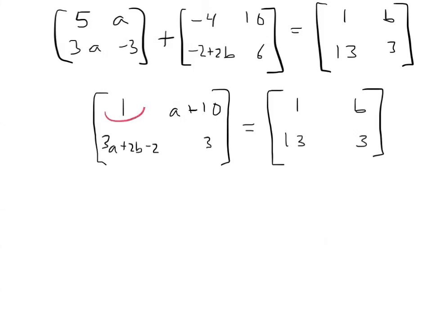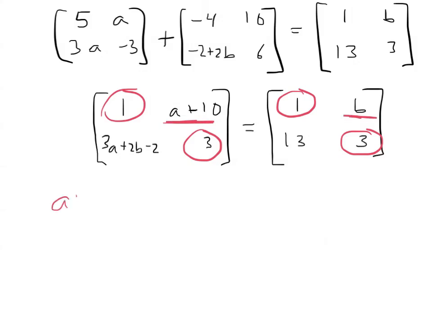So that means that 1 will be equal to 1. Okay, cool, nobody cares. 3 will be equal to 3. I don't care about that either. Then we get to the important ones. a plus 10 has to equal b. And then the other important one, that 3a plus 2b minus 2 has to equal 13. And this should look really familiar. This is a system of equations. I can take this thing and I can solve it using elimination or substitution, whatever method you like using.